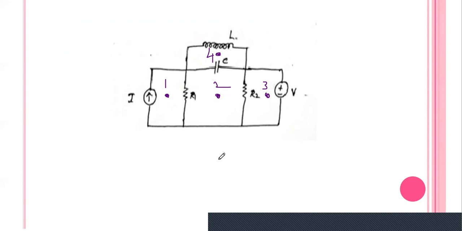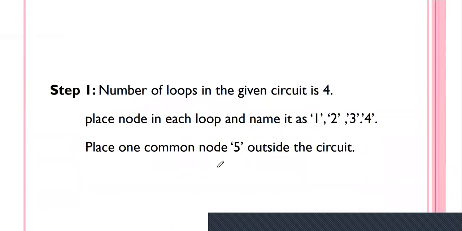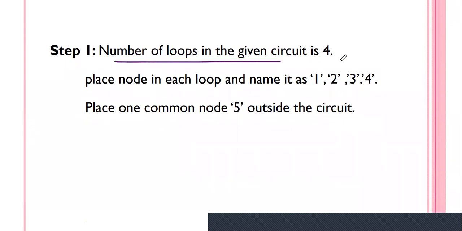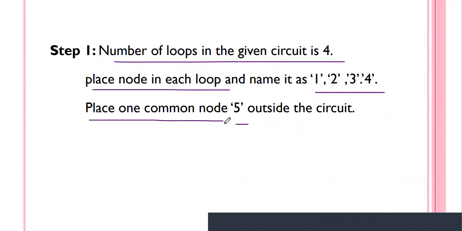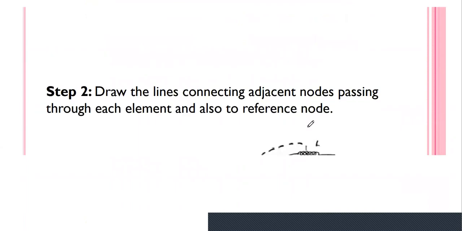And what is the other one? Outside of this circuit you place another node, the fifth node, and this fifth node is said to be the reference node. This is the first step. The number of loops in the given circuit is 4, so place a node in each loop and name them 1, 2, 3, 4. Similarly place one common node, which is 5, outside the circuit. The first step is over.